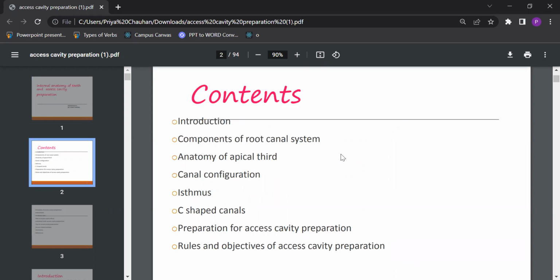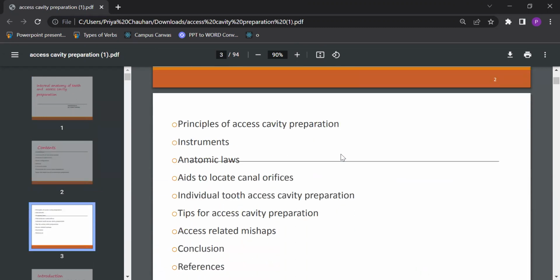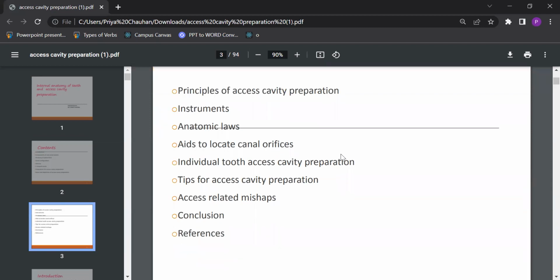Then principles of access cavity preparation, instruments, anatomic laws, aids to locate canal orifices, individual tooth access cavity preparation, tips for access cavity preparation, access related mishaps, conclusion and references.